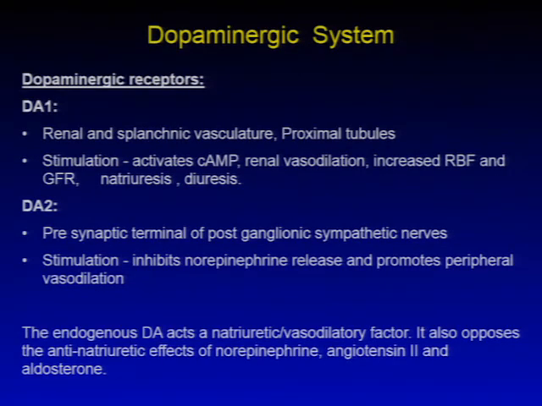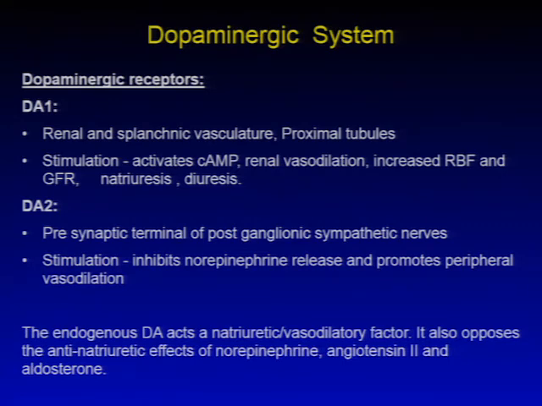Now we're going to talk about the dopaminergic system. There are two kinds of dopaminergic receptors, DA1 and DA2. DA1 receptors are found in the renal and the splenic vasculature and the proximal tubules. Stimulation of these receptors activates cAMP, causing renal vasodilation, increased renal blood flow and GFR, natriuresis, and diuresis.